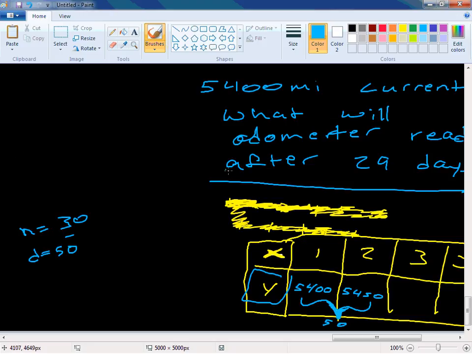The formula is a sub n equals the value of a sub 1. What's the value of a sub 1? Here's 1. So what's a sub 1? 5,400. Okay. Plus n minus 1 times d. So what I want you to do is take all of these values and plug it in, and tell me what you get for an answer. Don't yell it out right away. d is the common difference.